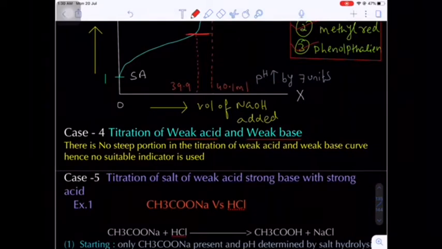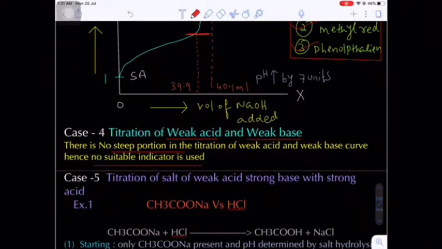Now the fourth case, the titration curve for weak acid and weak base. Are you getting my point? Now this is not a significant titration, because in the titration of weak acid and weak base, there will be no steep portion in the pH curve. So we cannot exactly determine the end point of the solution, and also no suitable indicator can be used in this titration of weak acid and weak base. Are you getting my point?